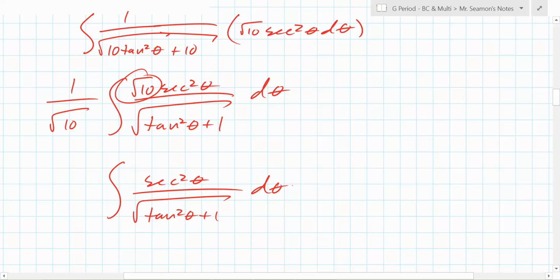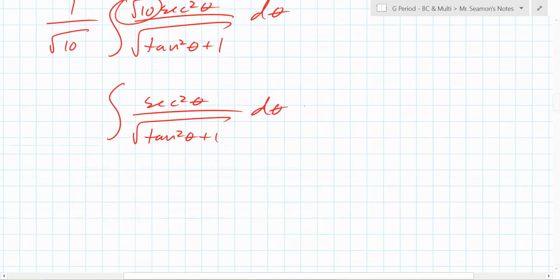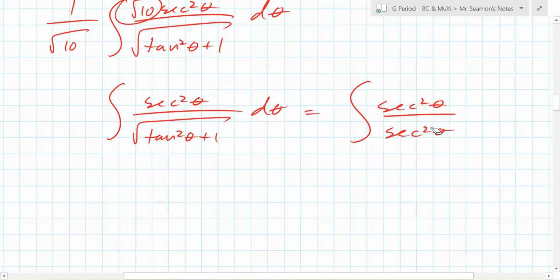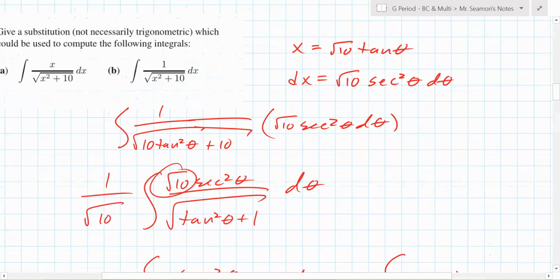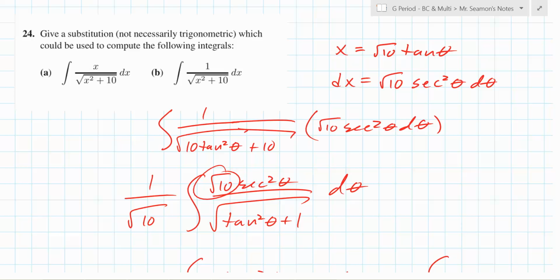Anybody remember what tangent squared theta plus 1 is? Yeah. It is secant squared. That's why. Because when you do this substitution, you end up with secant squared theta over the square root of secant squared. So what is it? Secant, not squared, right? Just secant theta d theta. That's why you get to something that you can integrate. So it's kind of like reverse planning. You're trying to build something that gets you to a trig identity that collapses that square root.